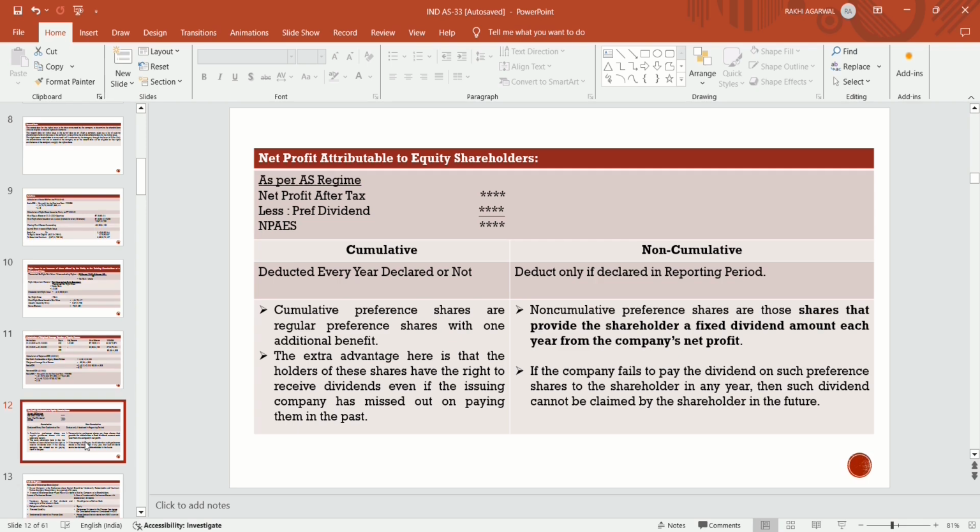If the company is having the profit, they will declare the dividend. If the company is not having the profit, they will not declare the dividend. So in case of non-cumulative preference shares, if the company fails to pay the dividend, the shareholder does not have the right to claim the dividend in future. But in case of cumulative, they have the right to claim the dividend if the company missed paying it.